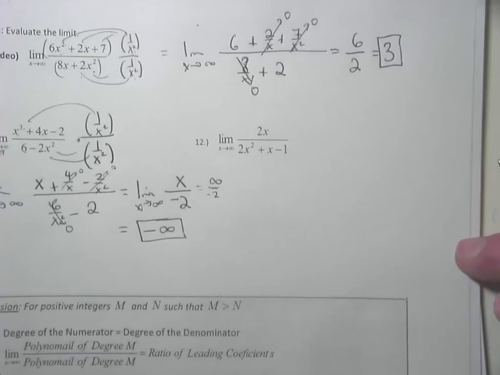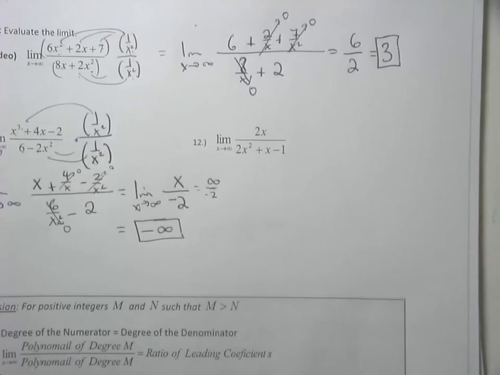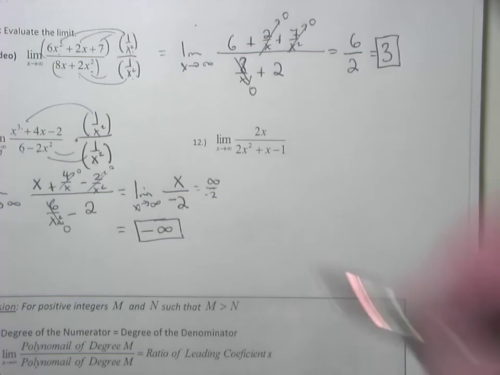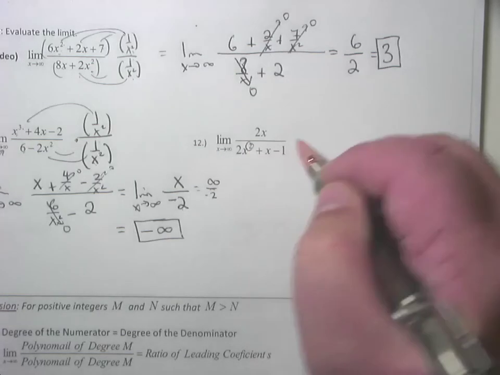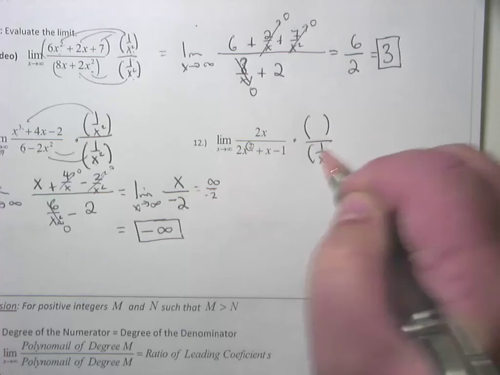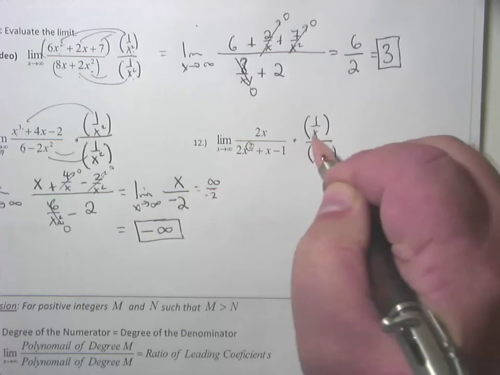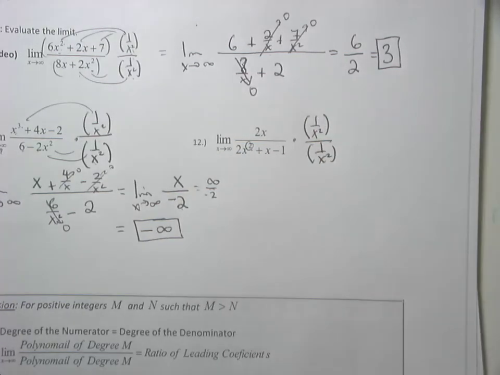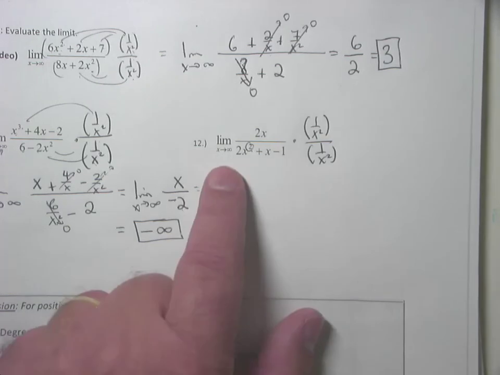Let's take a look at number 12 here. Take the limit as x approaches infinity of 2x divided by 2x squared plus x minus 1. What is the degree of the denominator in this problem? 2. So I'm going to multiply the numerator and denominator by 1 over x to that power right there, x squared. That's the trick in showing my work. The 1 over x degree of the denominator, and you do whatever you do to the denominator, you do to the numerator, makes it a perfectly legal math move. I only do this with infinity limits.